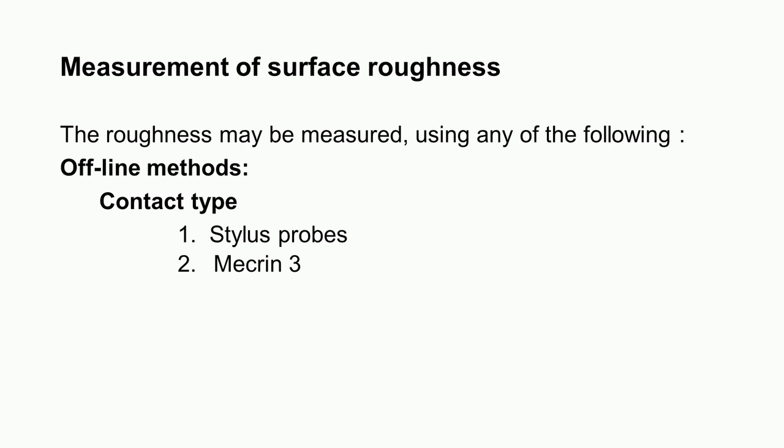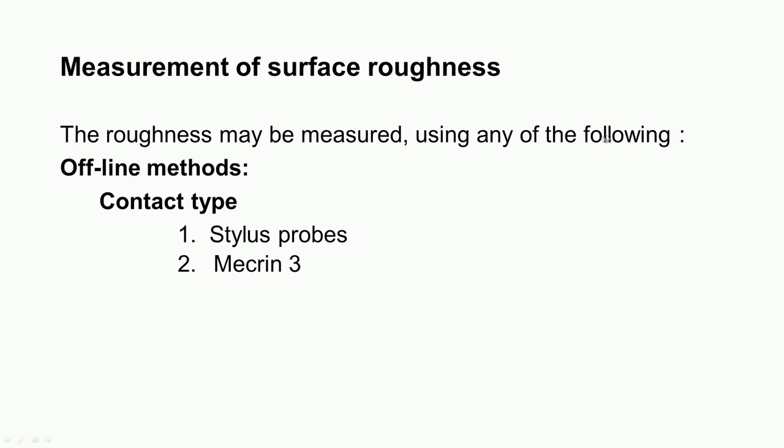So now, having understood the various parameters used to specify the roughness, we will move to the measurement of surface roughness. How we can measure the surface roughness, how we can get the various parameter values, what kinds of measuring methods are used, and what the different types of measuring instruments are. Those things we will study. The roughness may be measured using any one of the following methods.